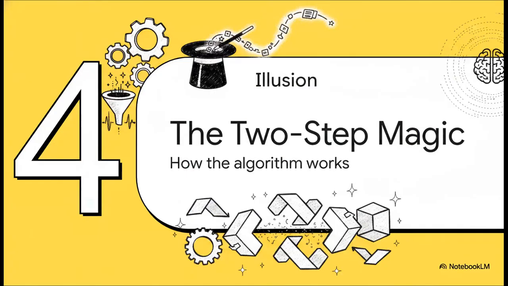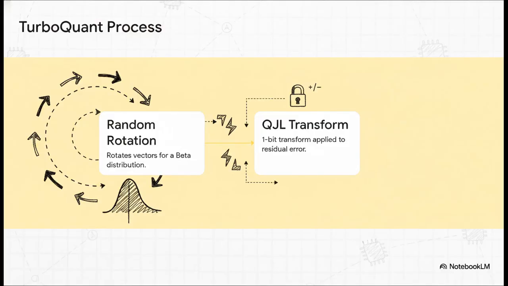Moving to Section 4, the two-step magic. So how does the algorithm actually pull this off? Well, the researchers use a really elegant two-step process. First, they take the input vectors and apply a random rotation matrix. Why? Because doing this induces a predictable beta distribution, meaning the data magically organizes itself into a familiar bell curve-like shape. In high dimensions, these coordinates become nearly independent, which lets the algorithm quickly compress them using a continuous k-means solver, basically grouping similar data points together.